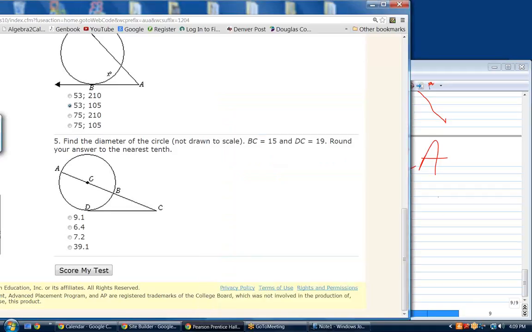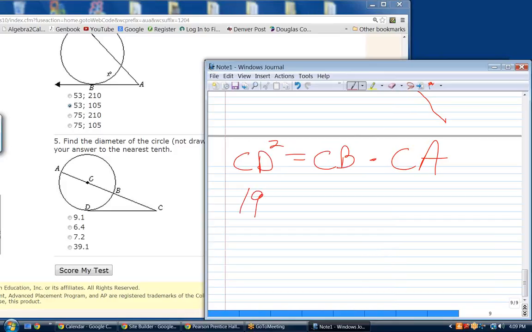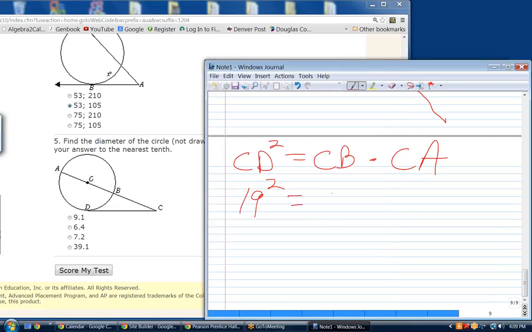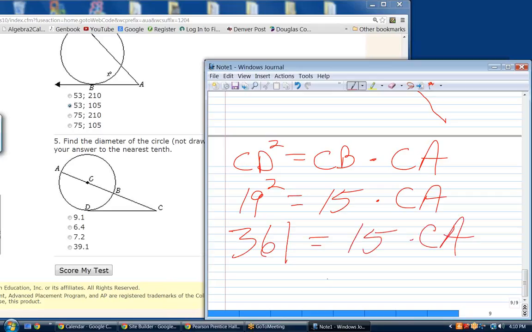Well, they've given us CD as 19, so this is 19 squared. What else have they given us? BC is 15. So that's equal to 15 times CA. So let's solve that. What's 19 squared? Something like 361 maybe? That's equal to 15 times CA. So what's CA equal to? How would you do that then? Divide by 15.